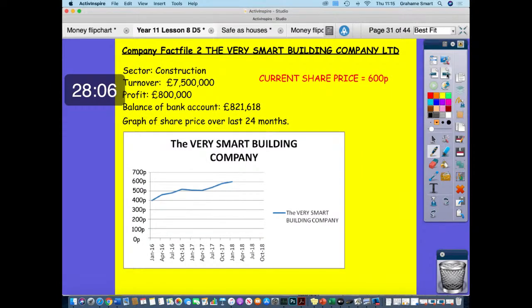Okay, Very Smart Building Company. I'll let you have a look at this one yourselves. Turnover, profit, balance of bank account, and look at the graph of the share price over the last 24 months. Would you be more or less likely to invest in this company than the previous one? For you to decide. But have a think about it based on that information.